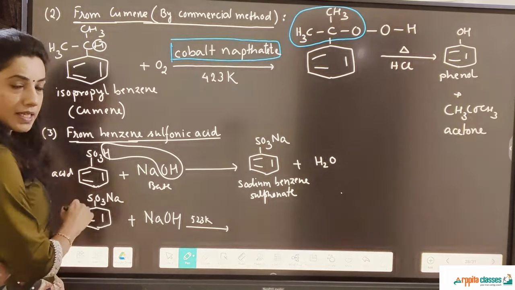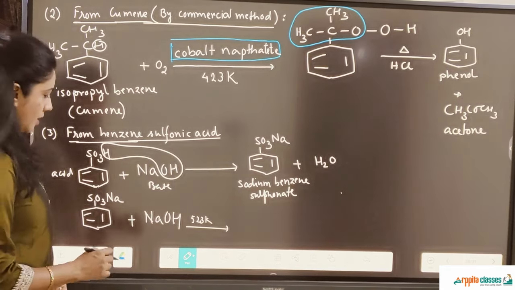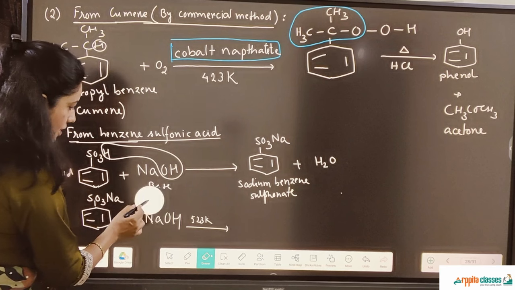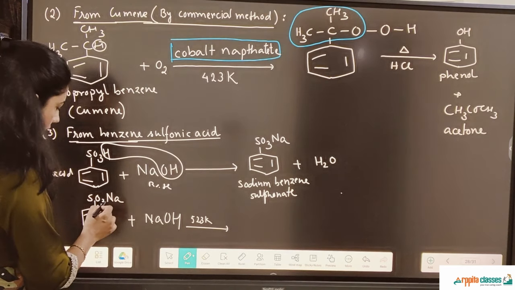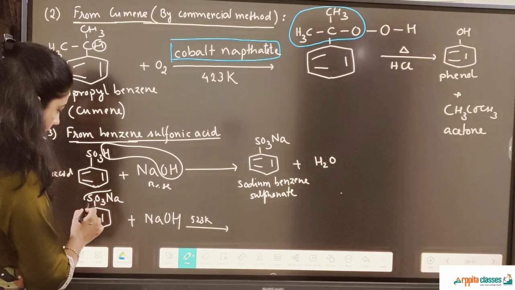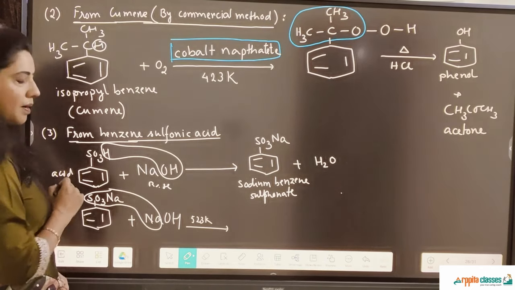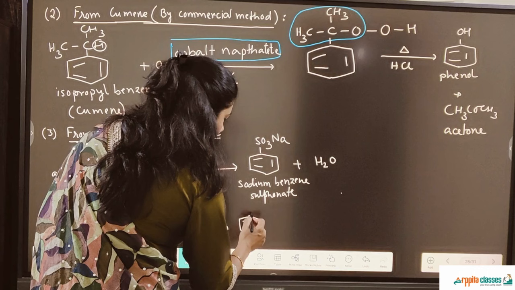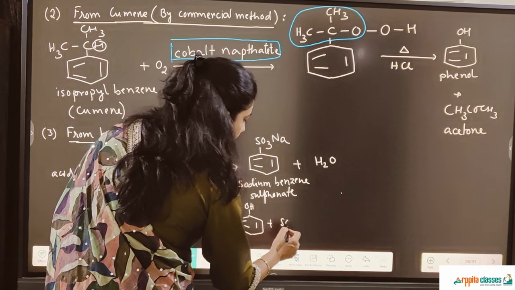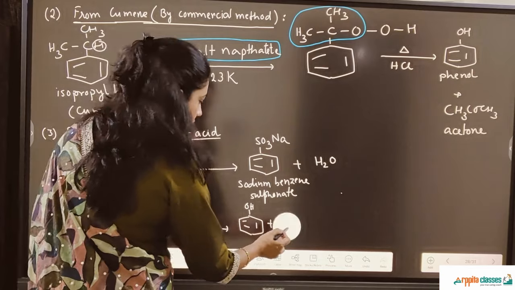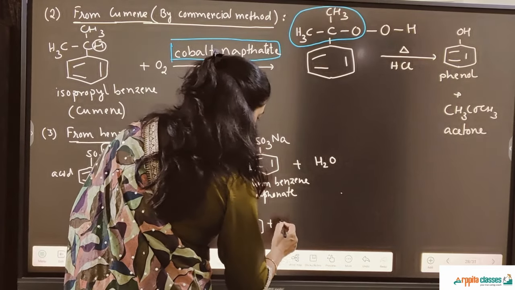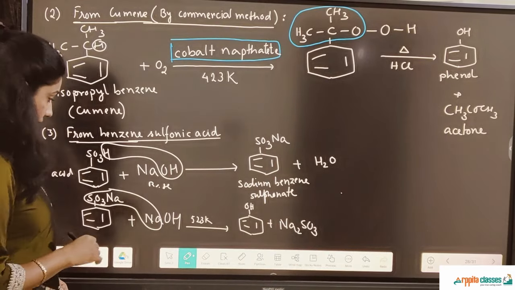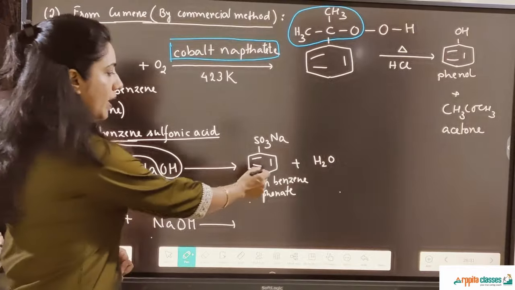Then we take this sodium benzene sulfonate with NaOH again. Okay, so what happens here is you just consider two. Na2SO3 will come out like this. This is your Na2SO3. This comes out as a byproduct, and OH gets attached over here. So we get phenol, OH is attached over here, and the byproduct is Na2SO3. So the first step we are getting sodium benzene sulfonate.